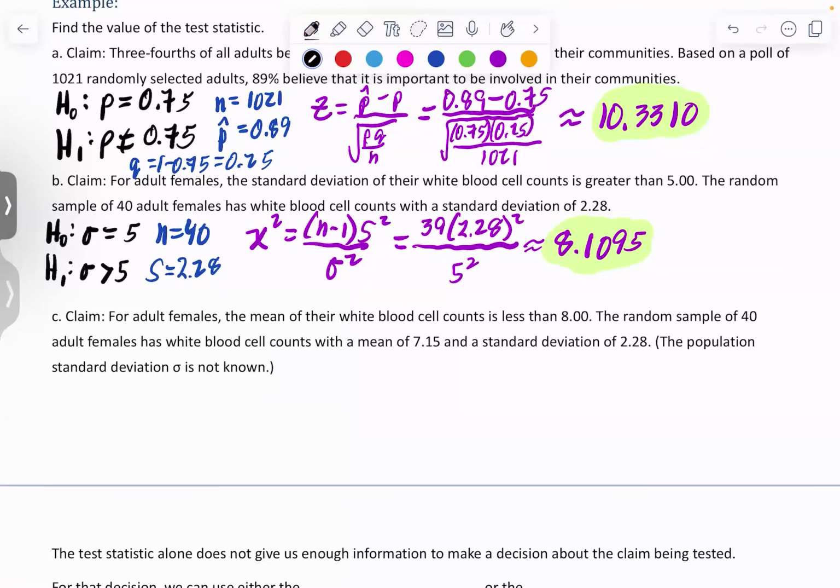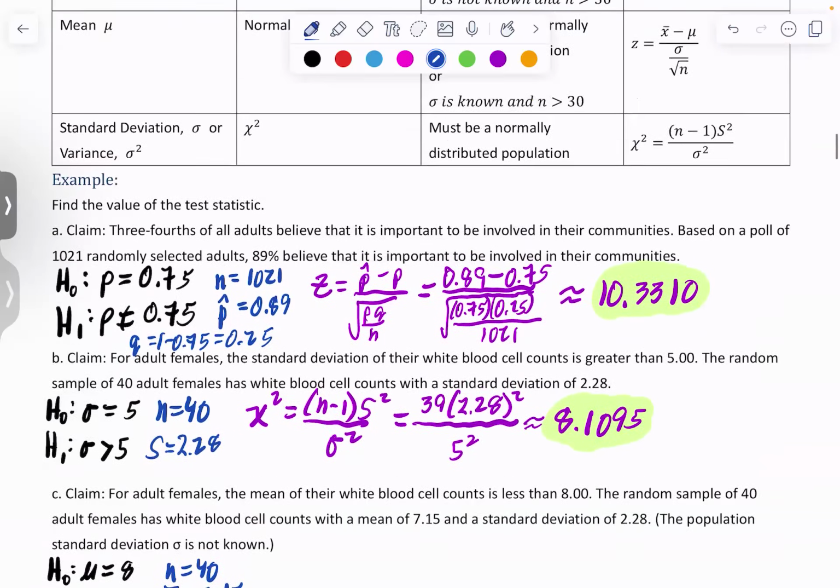Claim: for adult females, the mean of their white blood cell count is less than 8. So our null hypothesis, the mean is equal to 8. The alternative hypothesis is that the mean is less than 8. The random sample, so let's write out what we have. We have n is 40, x bar, 7.15. The sample standard deviation is 2.28. And our formula is going to be t.